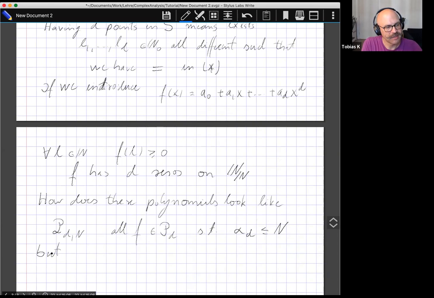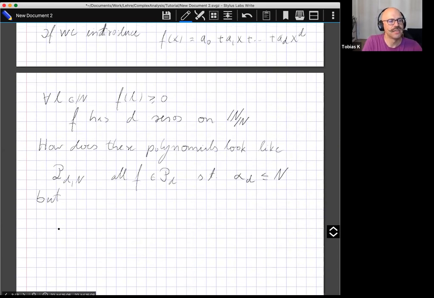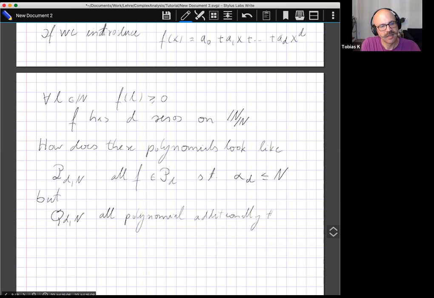But I have another family of polynomials which before didn't appear, which I now call curly Q dn, and these are all polynomials where additionally the highest term is of the form minus x^d.